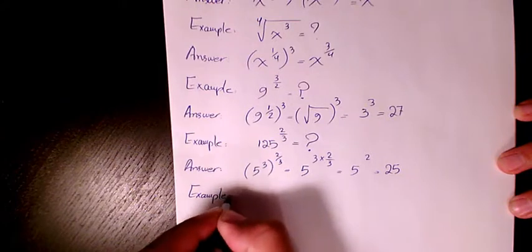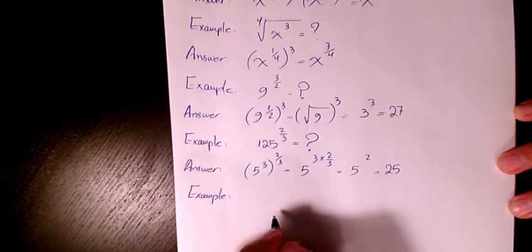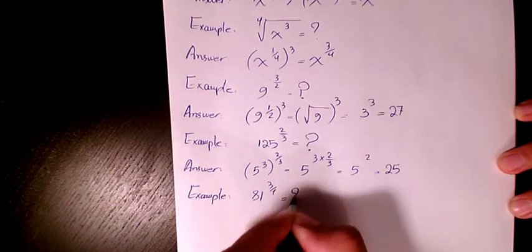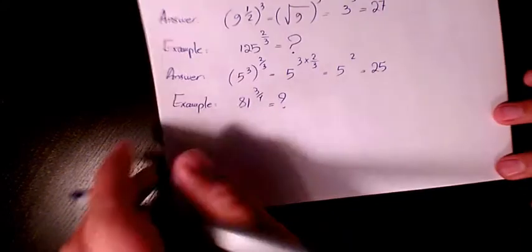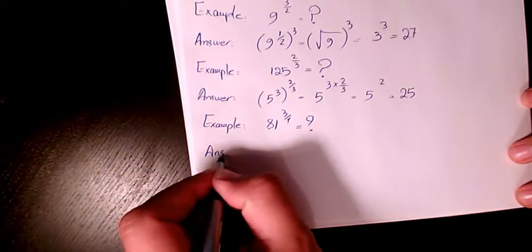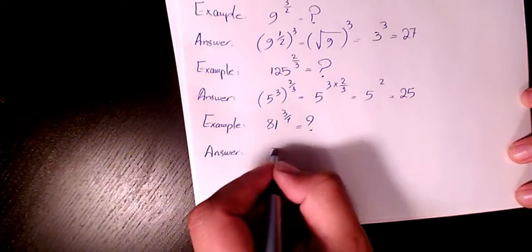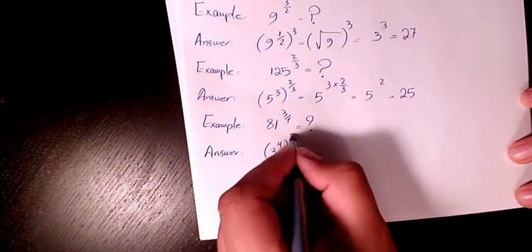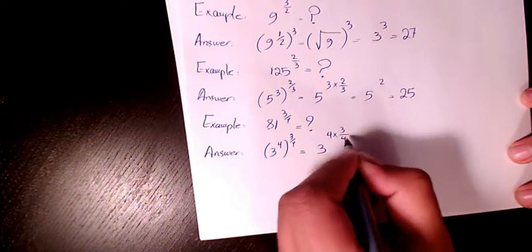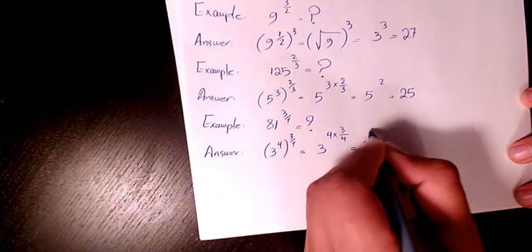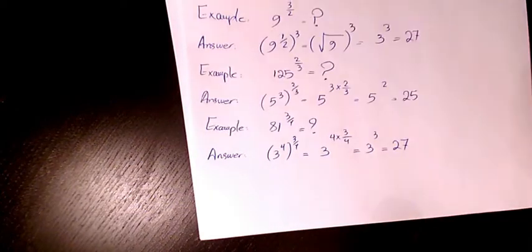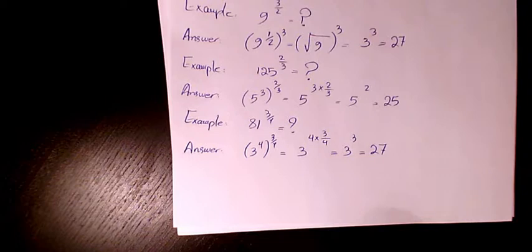Next example will be 81 to the power of 3 over 4. Answer will be 81 is 3 to the power of 4, to the power of 3 over 4. It's going to be 3 to the power of 4 times 3 over 4. 4 and 4 cancel out. It's going to be 3 to the power of 3. 3 times 3 times 3 is going to be 27. This is the final answer.